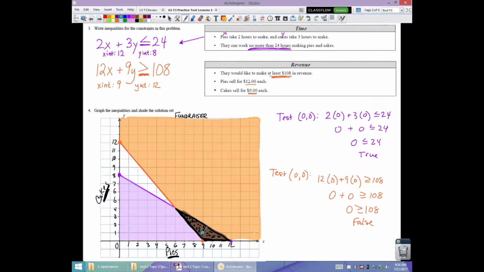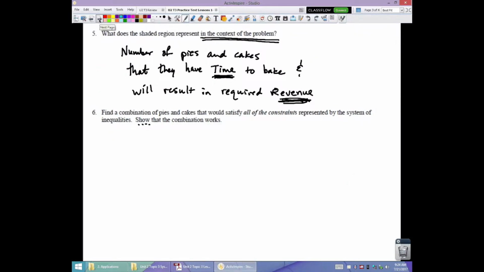So I'm going to go ahead and say, now 9, 1 means 9 pies and 1 cake. Right? We want a combination of pies and cakes, not just two numbers written in parentheses with a comma between them. 9 pies and 1 cake. Now, how do I show that that will work?